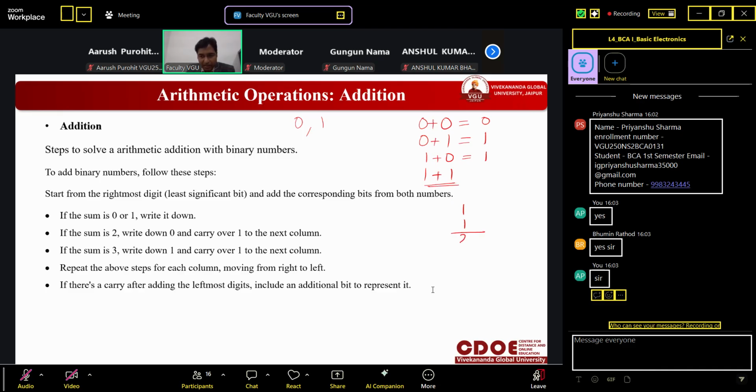In normal decimal addition, it will be 2. 1 plus 1 is 2. But it is binary, not decimal. These ones are binary numbers, so this 2 should also be written in binary form. So how can you write it? We have to understand how we can convert any decimal number into binary. What I told you, you have to divide the number by 2 for converting into binary.